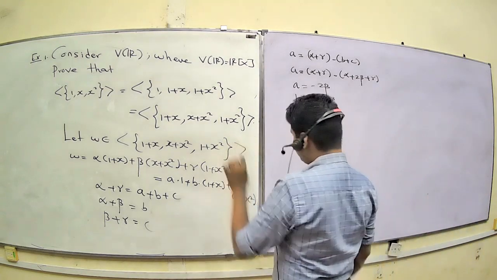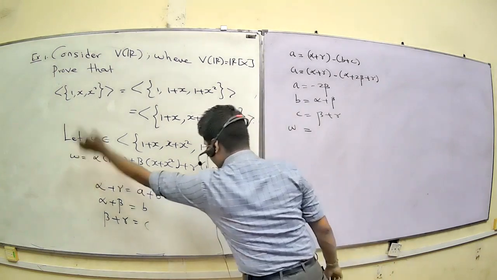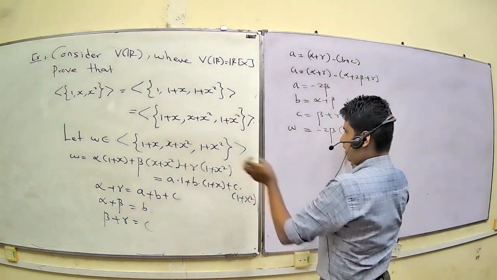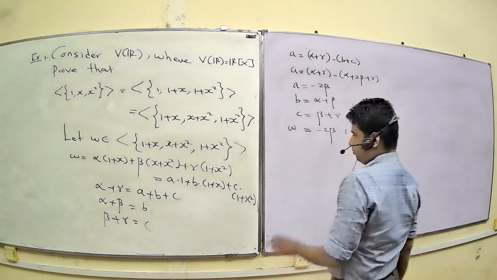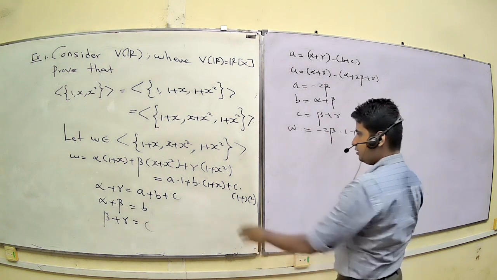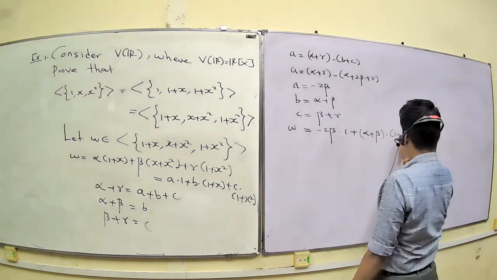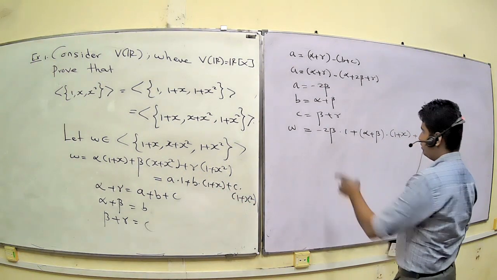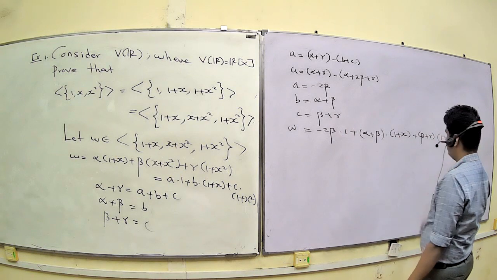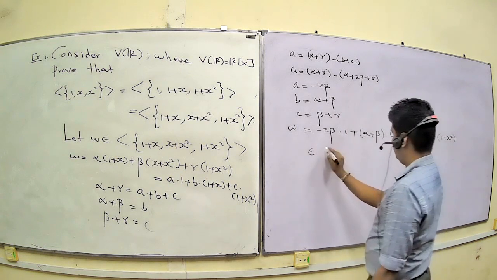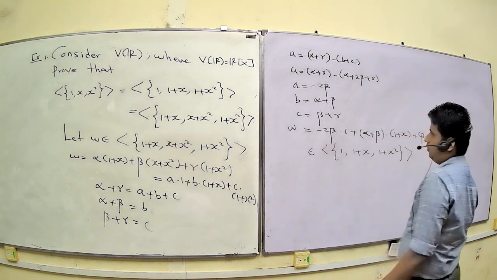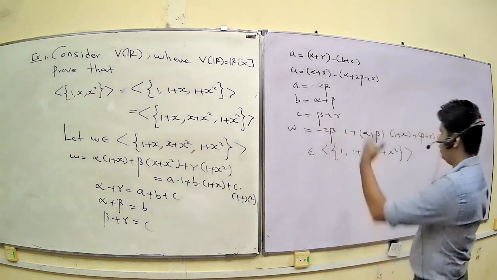So now W, you can say this one now. This one equals this one. What about the A value? A value is this one, minus 2 beta, vector is 1. Plus, what about the B value? B is this one, alpha plus beta, the vector is 1 plus x. What about this C value? Beta plus gamma, vector is 1 plus x squared. So this is a linear combination of the vectors 1, 1 plus x, 1 plus x squared. So we assume that W belongs to this span set. Now we prove this W belongs to this span set.